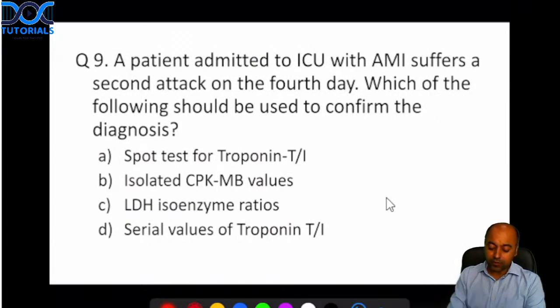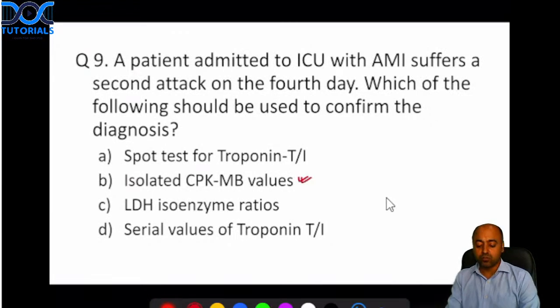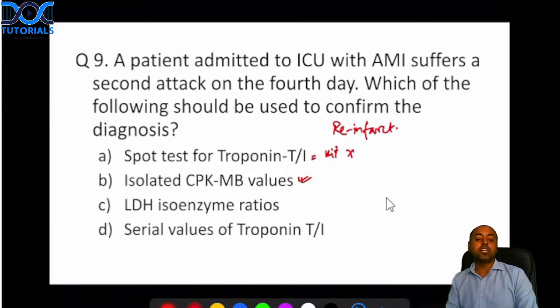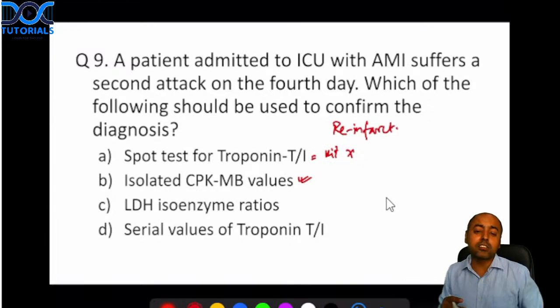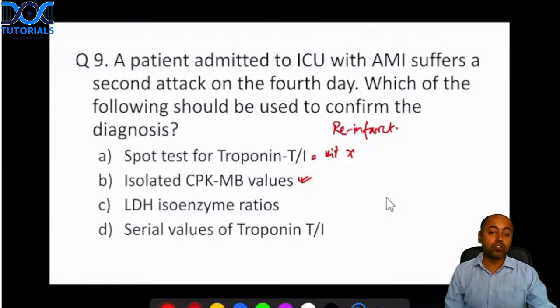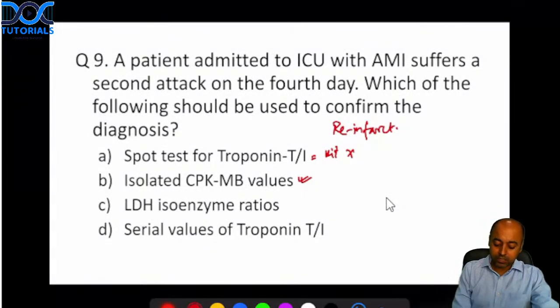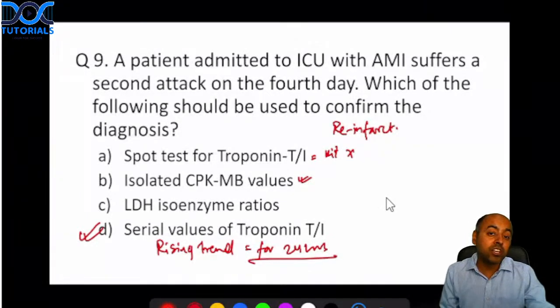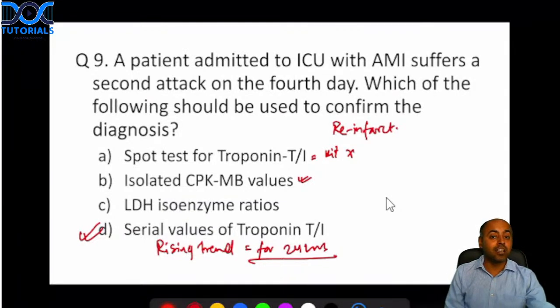Please note, traditionally we would mark the option of CPK-MB values. Why? This is a case of reinfarct. In reinfarction, the kit of the troponin T or I is not very useful, because even if MI is not there, this kit will give us a positive result, right? So it is not very useful. But the serial values of troponin will show a rising trend for up to 24 hours, even 36 hours. So now it becomes very useful. Because of the rising trend, the troponin T or I tests will help us in diagnosis.